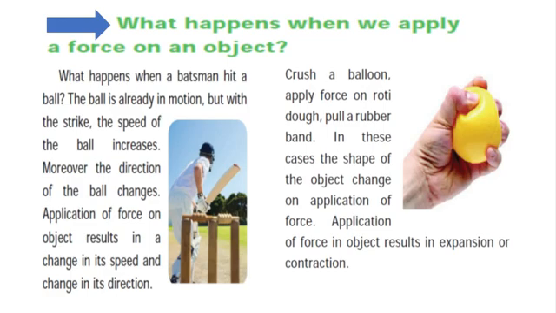What happens when we apply a force on an object? Application of force on an object results in motion from the state of rest. What happens when a batsman hits a ball? The ball is already in motion, but with the strike, the speed of the ball increases. Moreover, the direction of the ball changes. Application of force on an object results in a change in its speed and change in its direction.